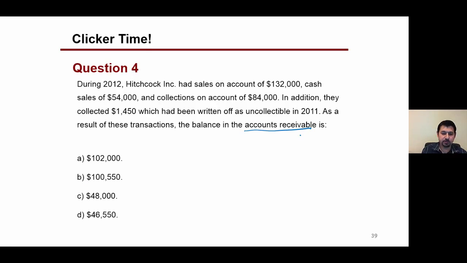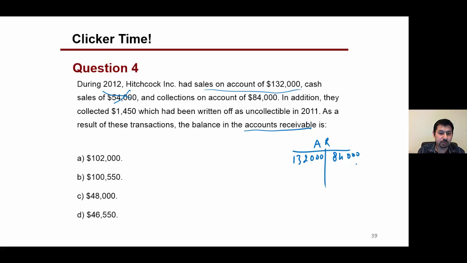We start again with the T account. Accounts receivable. The company had sales on account of 132,000, so we had a debit of 132,000. Cash sales, we don't include them. Collection on account 84,000. Those were credits to accounts receivable. In addition, they collected 1,450, which had been written off as uncollectible.